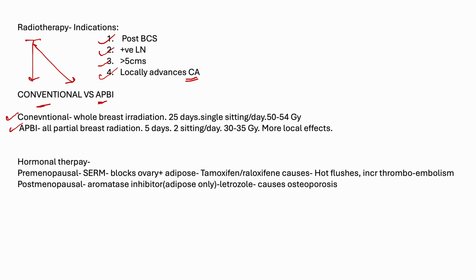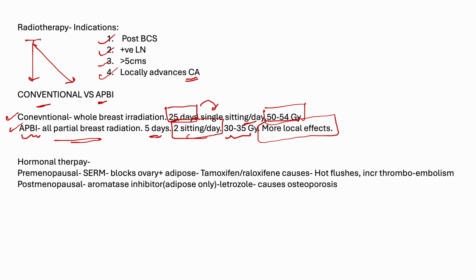Conventional means the whole breast is irradiated with the radiation. Okay, the course is for 25 days, a single sitting per day, and 50 to 54 Gy is the radiation exposure. APBI means accelerated partial breast irradiation, where only selective parts of the breast which are close to the lump are irradiated. It is usually a 5 day course. 2 sittings per day we can give, and the radiation exposure is 30 to 35 Gy. The important thing is that in APBI we just give selective parts more radiation, right? So hence the local effects will be more with APBI.